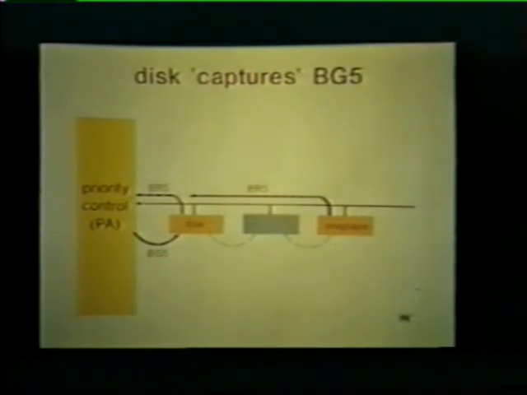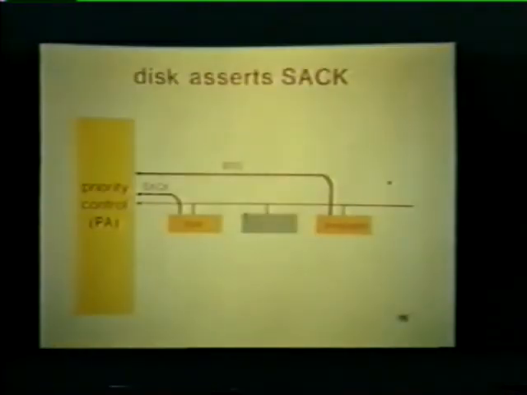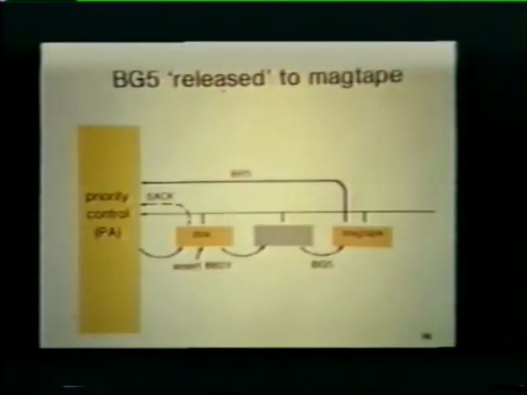Let's see what the disk does now. The disk now asserts SAC to let everyone know that it is the next bus master. It also drops its bus request because it has now been honored. The MagTape, meanwhile, continues to assert its BR5 request. Because the BR5 request line is still active, the priority control again issues a grant on the BG5 line.